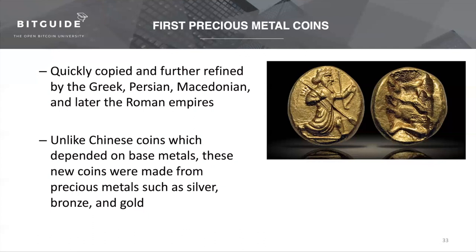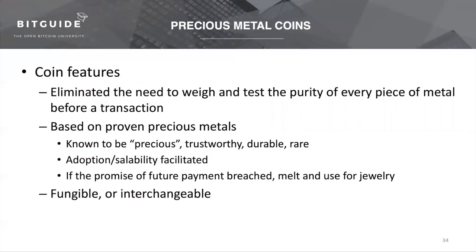And as long as they take sufficient precautionary measures against counterfeiting, anyone who gets a coin with that sign would automatically know that this is fungible with any other coin with the same sign, and that they're worth this much, and they're pure and legit. So this technology quickly got copied by the Greeks, the Persians, Macedonians, and later the Roman Empire. Unlike the Chinese coins, which depended on base metals, these new coins based on precious metals proved to be much better monetary instruments. So to recap, the transition towards precious metal coins was a very significant technological innovation in money.